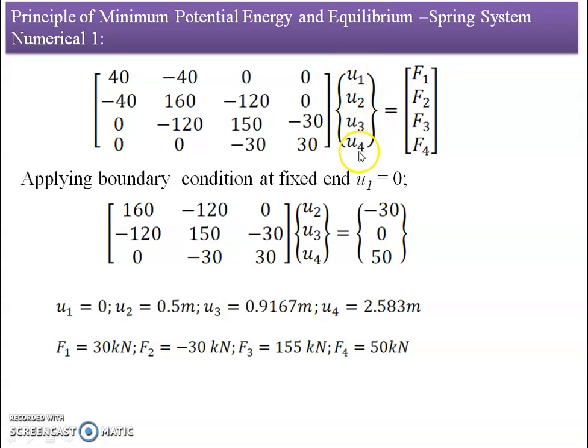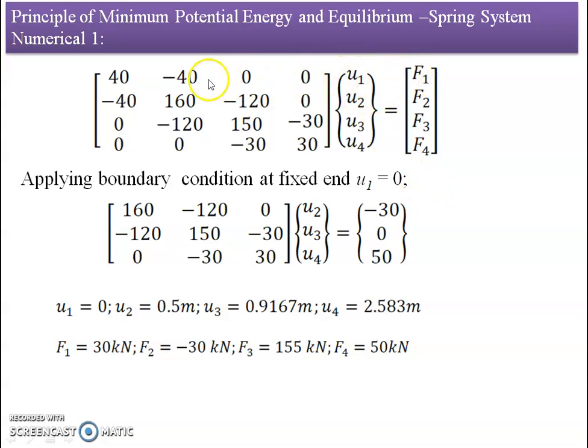These are the displacement components in the displacement tensor, and f1, f2, f3, f4 are the nodal forces. But when we apply the boundary condition, we say that node 1 is fixed, that's why the displacement at node 1 will be 0. Now we'll apply the first boundary condition here. Applying the boundary condition at the fixed end, u1 equals 0.